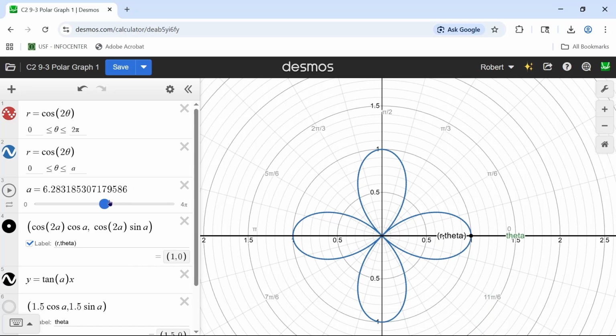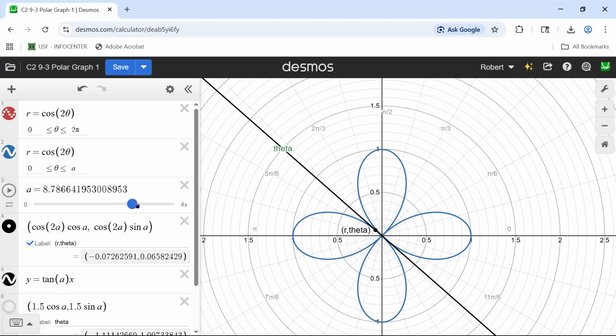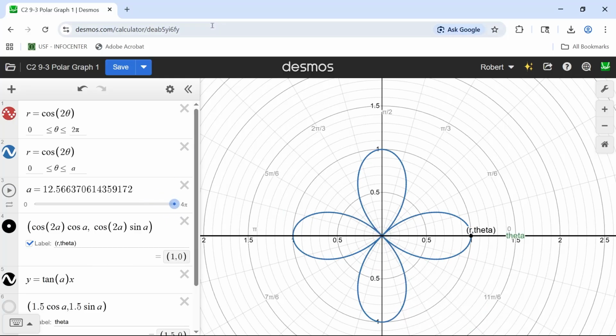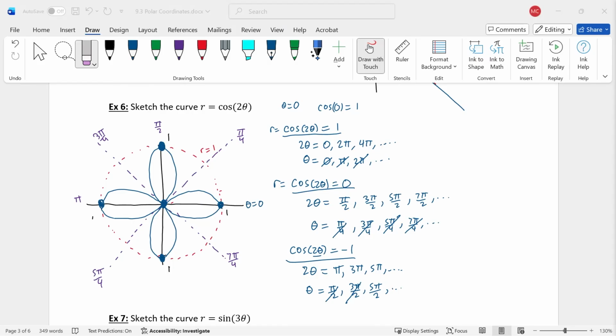And that's 2 pi. And notice, if we keep tracing through towards 4 pi, we just trace back over the graph again. Okay, hopefully that helps you visualize what's going on here a little bit. Now let's move on and do another similar kind of graph.